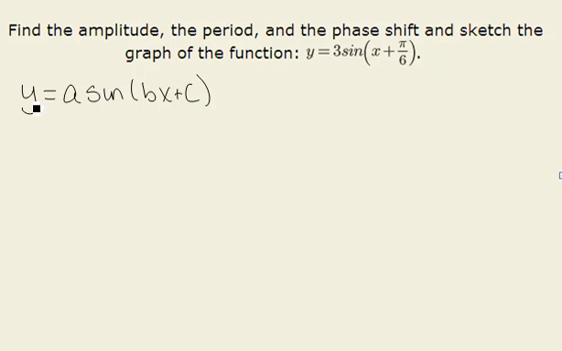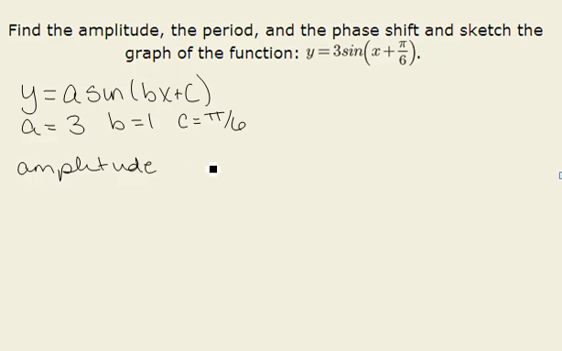In this case, we will recognize that a is equal to 3, b is equal to 1, and c is equal to pi over 6. We can use this information to find the amplitude, the period, and the phase shift. First of all, we will recognize that the amplitude, or the maximum output of our function, is always given by the absolute value of a, in this case the absolute value of 3, which is 3.